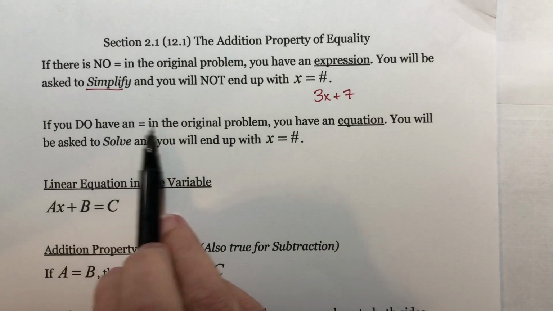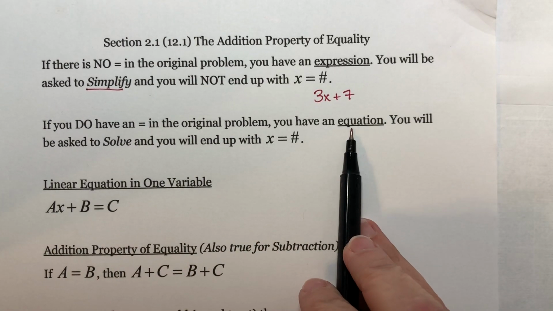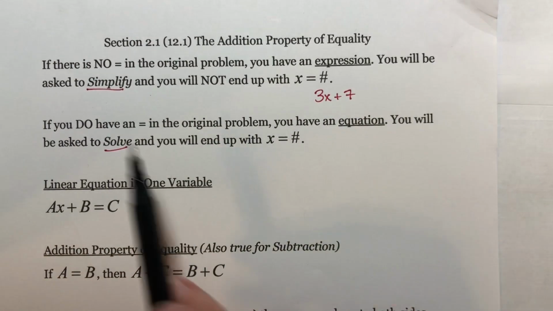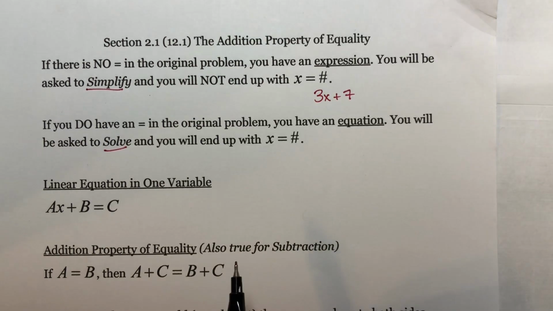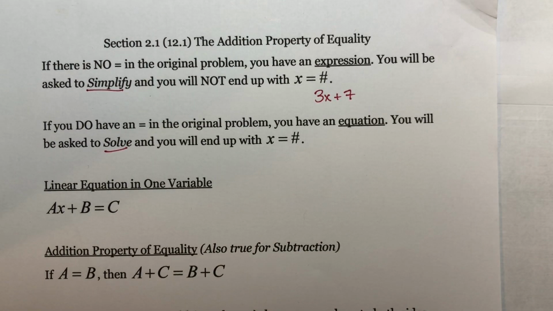If we do have an equal sign in it, then it is called an equation. The equal sign tells you right there. And you'll be asked to solve it. And if you're asked to solve it, that's when you're going to end up with x equals a number. You'll start off with an equal sign in the problem. We'll move things around. We'll be able to say, well, x must equal 2 at the end of it.